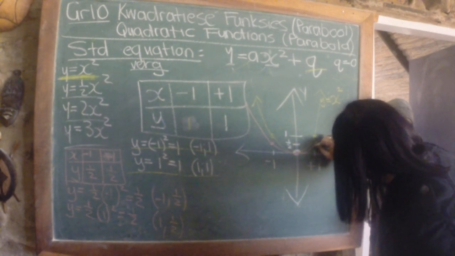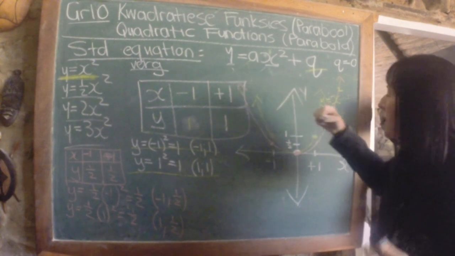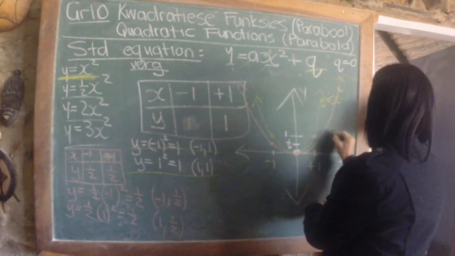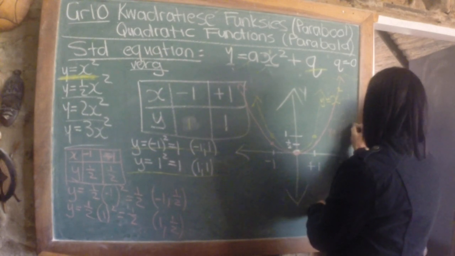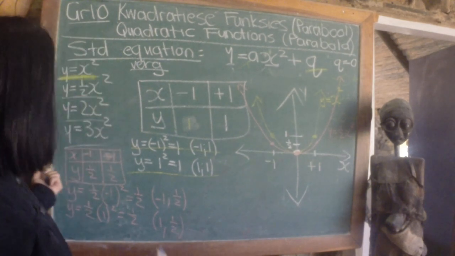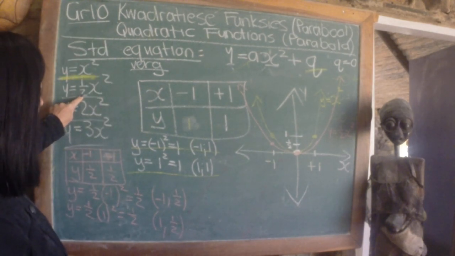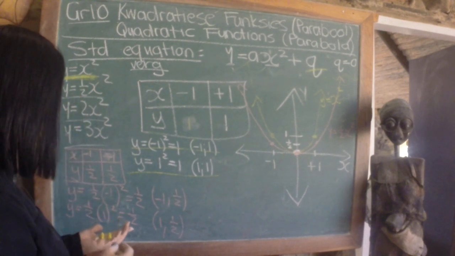So kyk wat gebeur met my prentjie. Kan julle sien? Half is kleiner. So wat gebeur met my prentjie? Sy arms gaan 'n bietjie slap lê, want die krag van A is bietjie kleiner. Can you see it's relaxing? The arms is relaxing because this guy is a bit smaller. Kan jy dit sien? Goed.